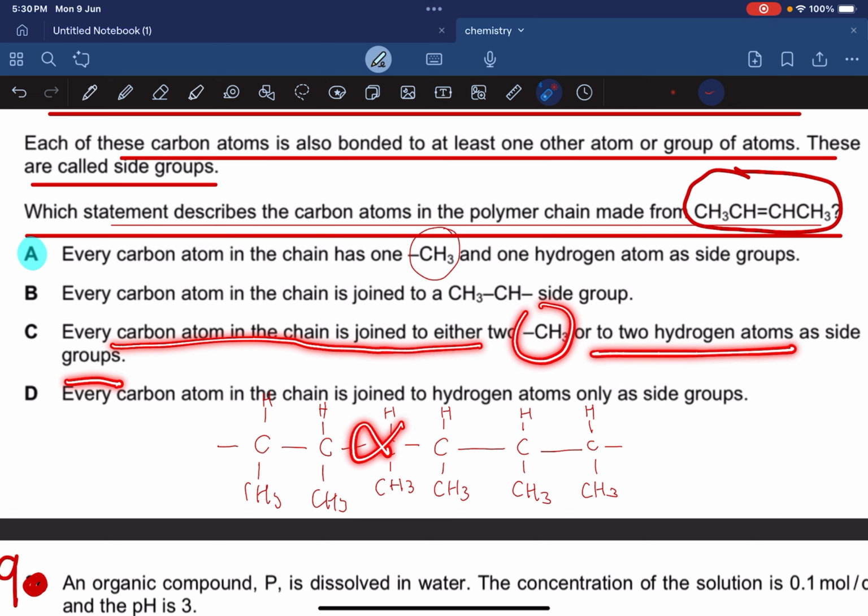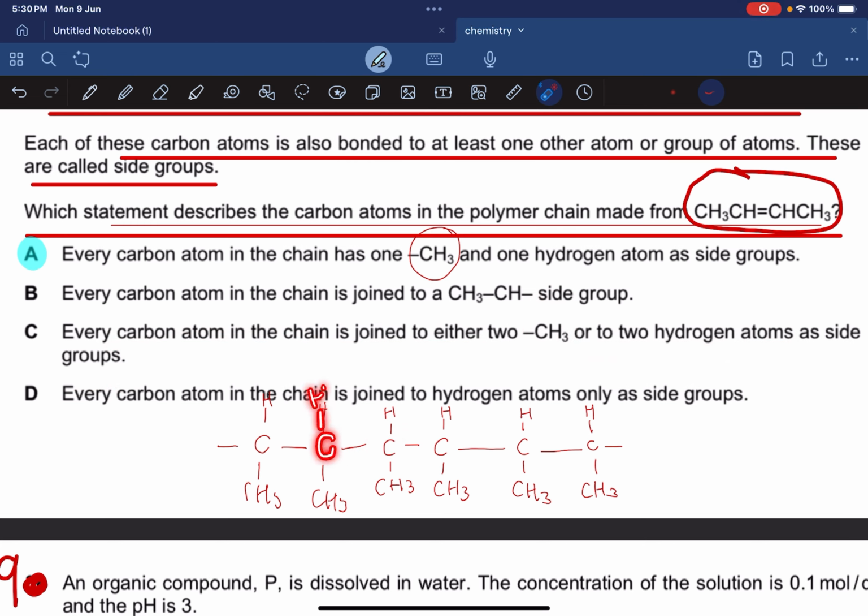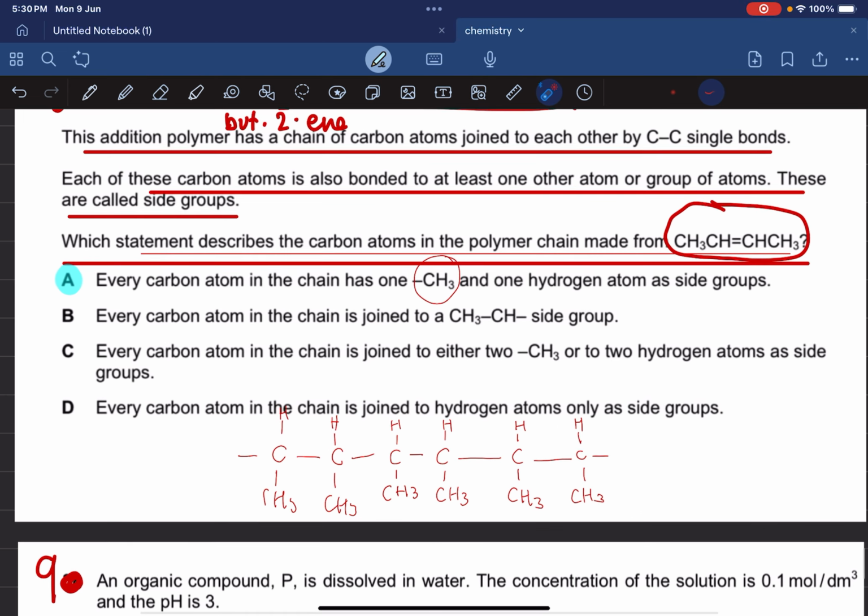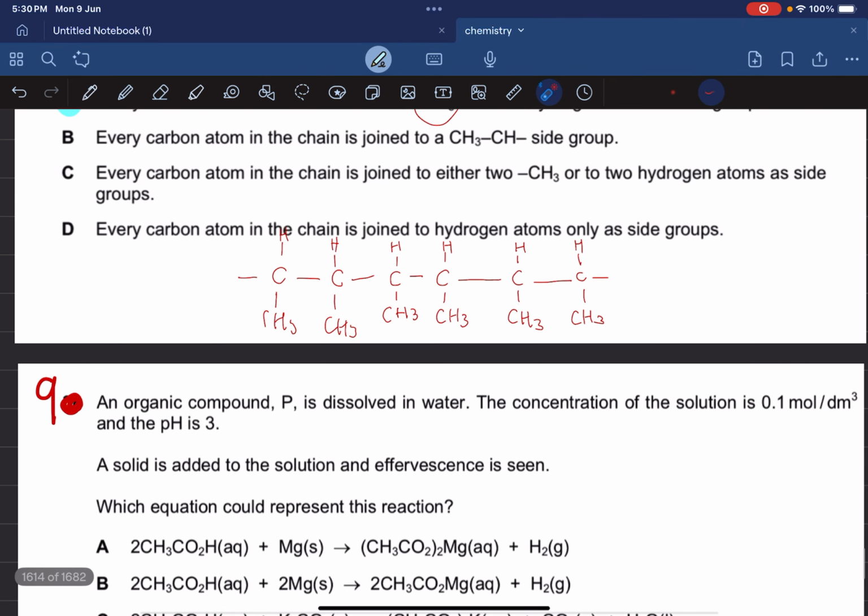That is incorrect. Each carbon atom just joined to one hydrogen and one CH3. Okay, every carbon atom in the chain is joined to hydrogen atoms only as side groups. That's also incorrect. Okay, a tricky MCQ, but I guess it was a good one, and you had to understand how to make an addition polymer.